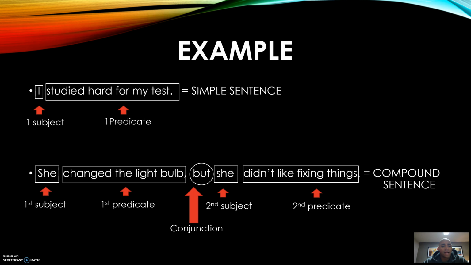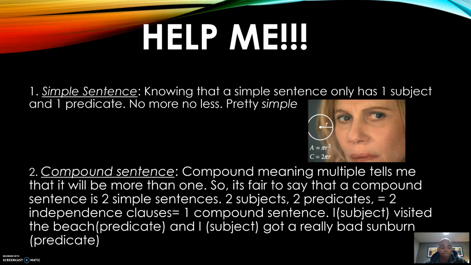An example I have here: "I study hard for my test" equals simple sentence. You see one subject, one predicate. Moving on, "She changed the light bulb, but she didn't like fixing things" is a compound sentence. You see first subject, first predicate, then the conjunction "but," second subject, second predicate, and that makes a compound sentence.